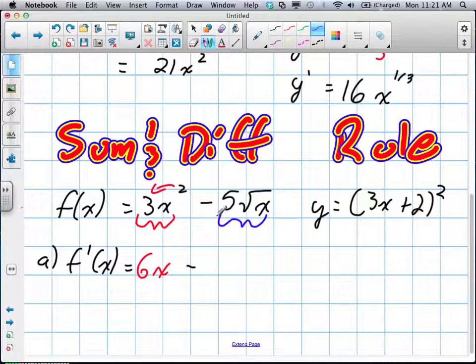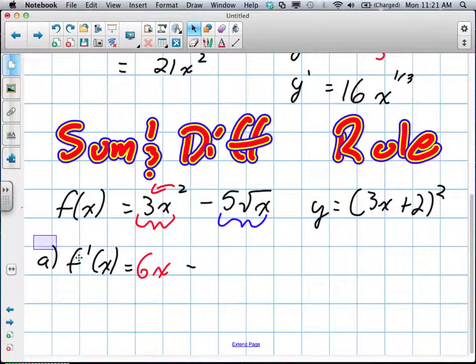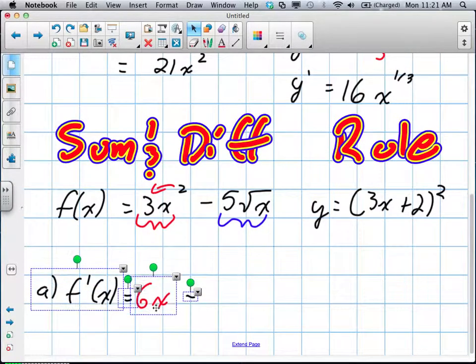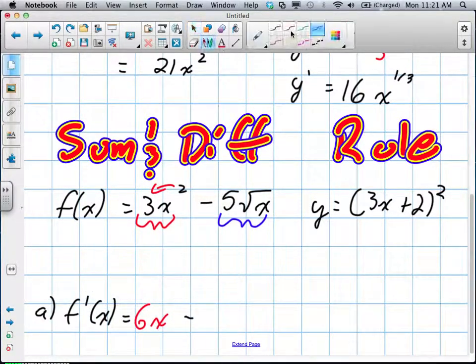Now, our second part's a little harder, so I'm going to work on this in between. I'll move this down a little so you can see there's a step or two in between here. Now, technically, this is 5x to the half. And according to our constant multiple rule, we bring this down. This now becomes 5 over 2. Let's move it over.